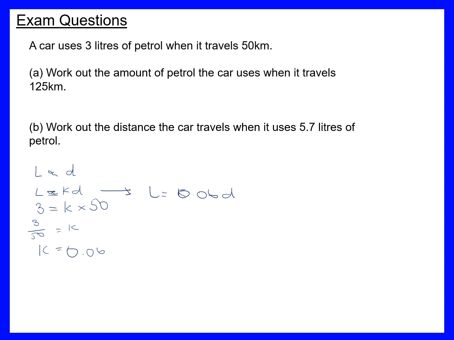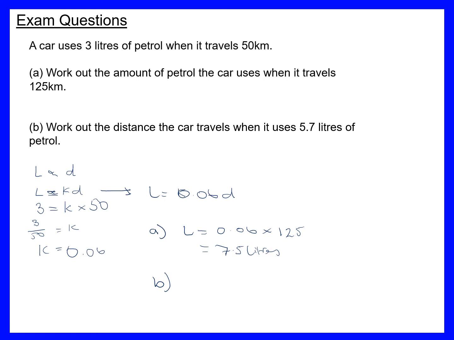All right, now I've got my formula, I can go back to answering the question. Part A: we want to work out the amount of petrol when we travel 125 kilometres. So the number of litres we need is 0.06 multiplied by 125. Again, we use our calculator. That gives us 7.5 litres. Okay, part B then.